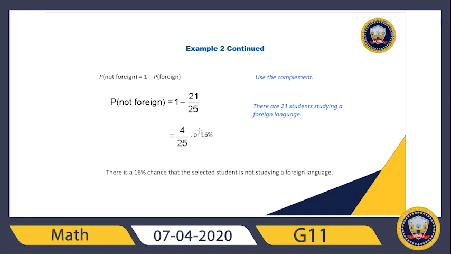So the probability again should be between 0 and 1. Once you get a probability more than 1 or less than 0, you would know immediately that you have made a mistake in one of the calculations. Let's take another example.